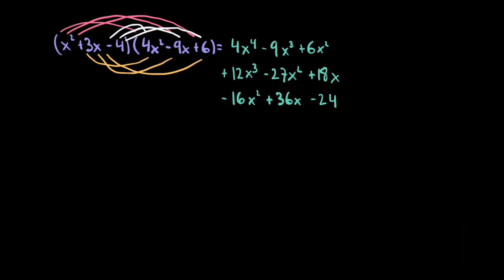And now we have our final, very long expanded expression. What we want to do now is take a look at all the like terms and then reduce them accordingly. So we have like terms in -9x cubed and also +12x cubed. We also have like terms with 6x squared, -27x squared, and also -16x squared. So 3 like terms there. And finally, we have +18x and +36x to work with.